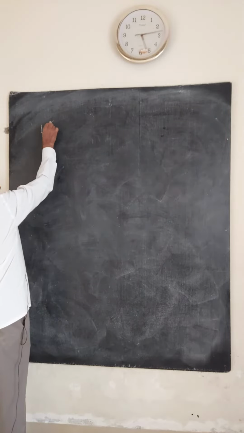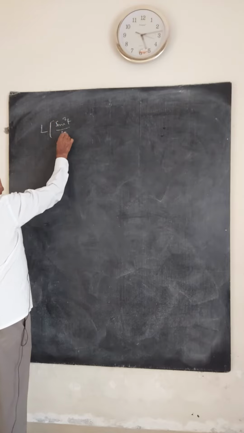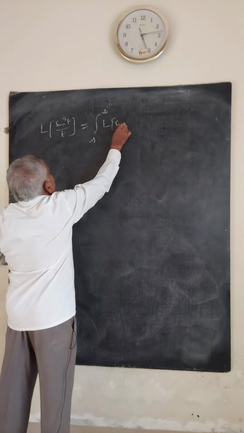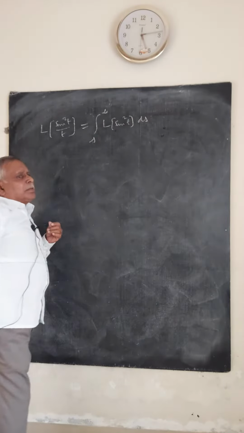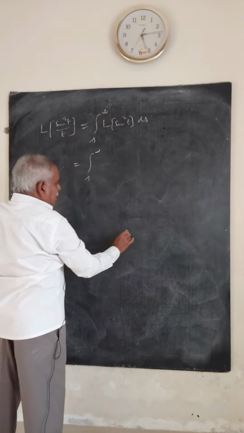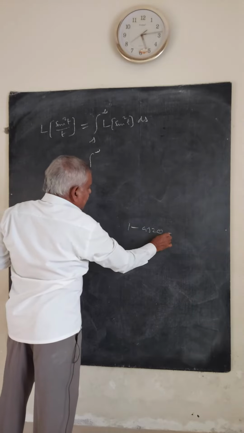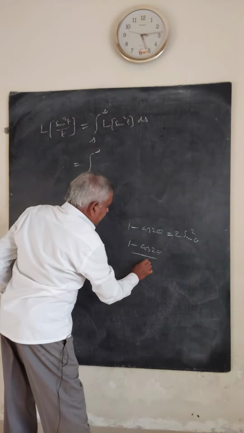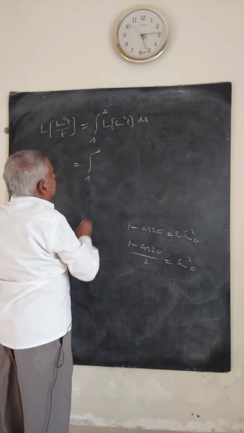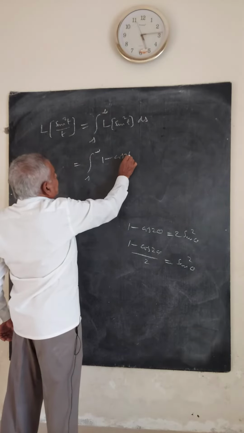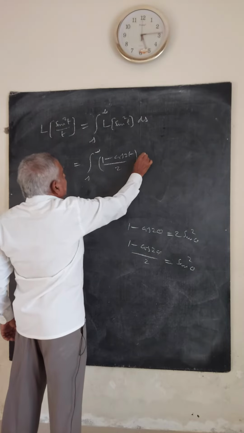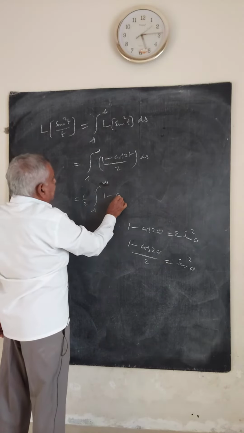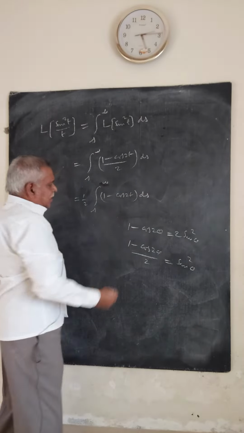Again, L of sin square t by t equals the integral from s to infinity of L of sin square t ds. We know 1 minus cos 2 theta equals 2 sin square theta, so (1 minus cos 2 theta) by 2 equals sin square theta. We apply this: (1 minus cos 2t) by 2, ds, with 1 by 2 taken out, integral s to infinity of L of (1 minus cos 2t) ds.